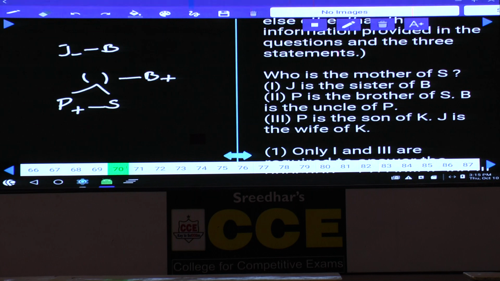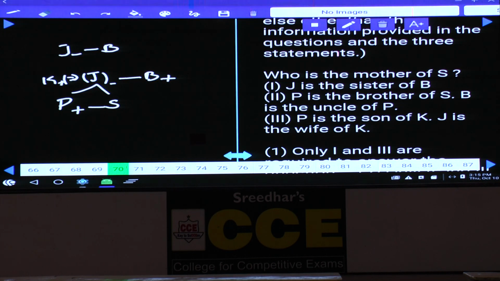Then condition number 2: P is the son of K. J is the wife of K. Now J and K are what? J and K are wife and husband. P is the brother of S, B is the uncle of P, and P is the son of K. Now J and B are siblings to each other. If J is the wife of K, then J and K are a married couple.